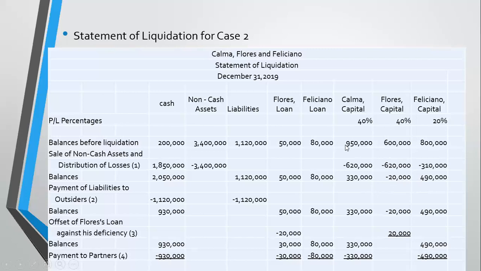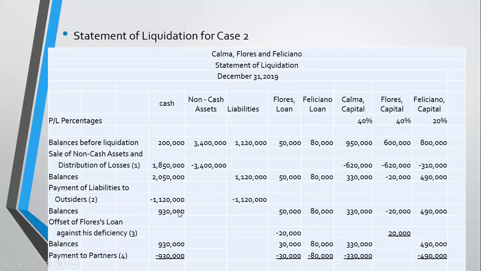Now, paano natin ngayon ito i-eliminate? Now, given the fact that Flores ay meron siyang loan na 50,000. So dito natin ini-exercise yung right of offset mamaya, no? After na makapagbayad tayo ng liabilities. Because the second step is payment of liabilities to outsider. Bayad tayo ng 1,120,000 kasi sapat naman yung pera natin. And then you settle the liabilities, determine the balances again. Okay, ibaba natin yung mga balance.